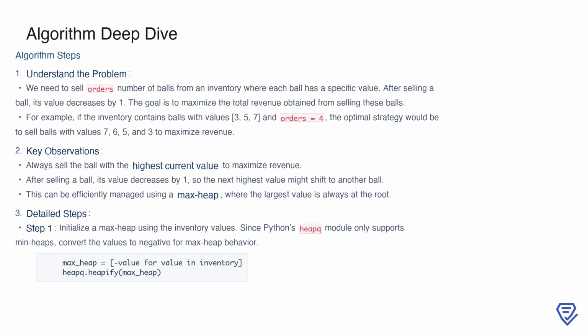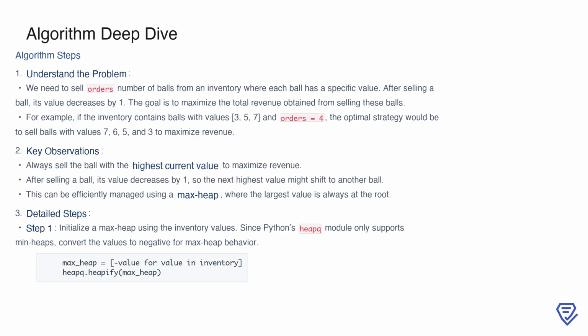To tackle this problem effectively, we start by understanding the core objective. We need to sell a specific number of balls, represented by the orders variable, from an inventory where each ball has a value. The twist is that after selling a ball, its value decreases by 1. Our goal is to maximize the revenue generated from this process.